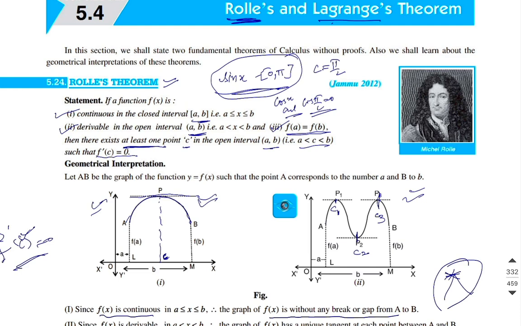So what is our conclusion? That there will be some point c where the derivative will be 0. So geometrically you can see this function is smooth, and the function value at the initial point and final point is the same. Then there will be some point in between where the tangent is horizontal. Okay, that is the geometrical interpretation we saw in this diagram.